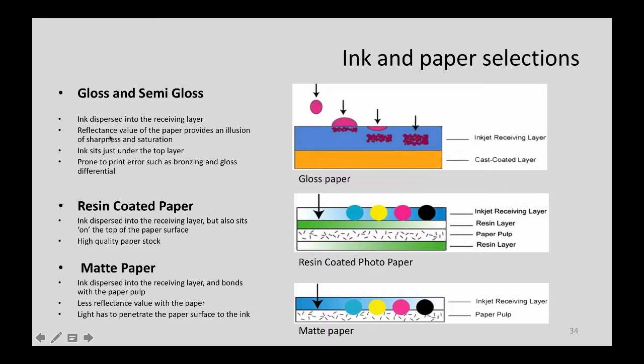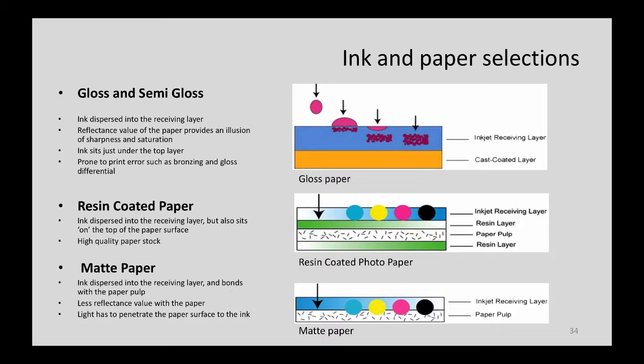So the reflectance value of the paper provides this illusion of sharpness and saturation, and this ink just does sit under that top layer. But gloss you have to be a little bit more careful of because it is prone to print errors such as bronzing and gloss differential. So I'll tell you about that in a minute.